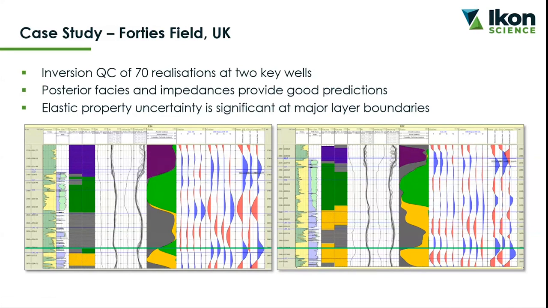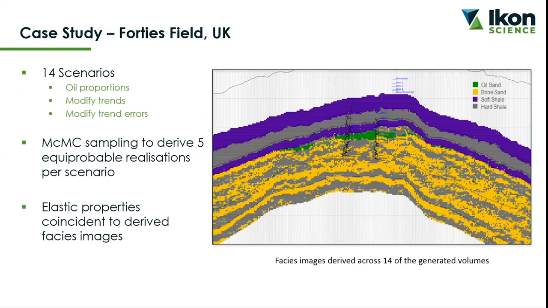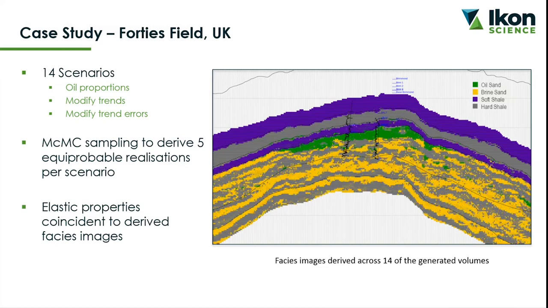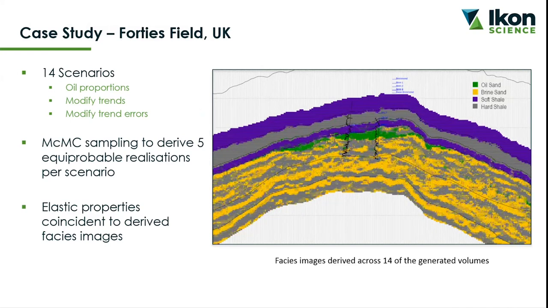So here I have my 14 scenarios. To generate the scenarios, we've modified the oil proportions, the trends, and some of the trend errors. And the inversion is run. Then to generate each of the realizations, it's essentially doing Markov chain Monte Carlo sampling on each of the posterior PDFs that are generated for each of the scenarios. On the right-hand side, I have a facies image from one of those randomly selected scenarios. And if I click on the mouse button, we'll get a short animation across 14 of those different generated volumes.